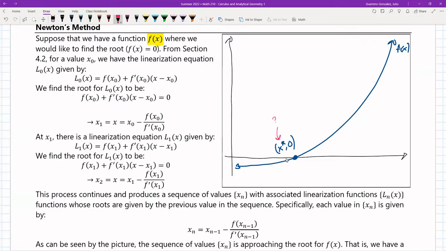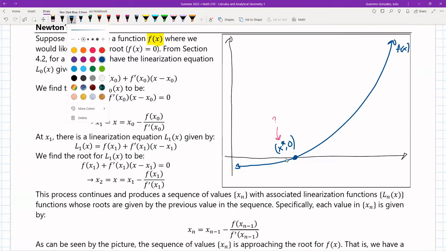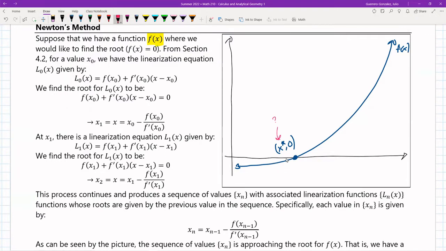Okay. This process, Newton's method, is to find that x star, at least a really good approximation to it. So here's how that process works. Let me make this a little smaller now. And actually, I'm going to use a pink. There we go. So the way that this is going to work is like this.